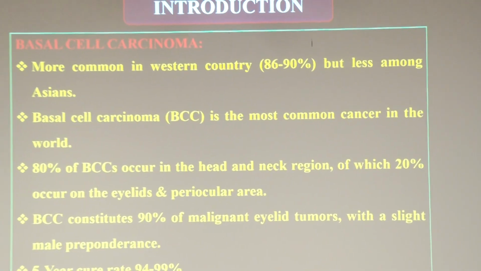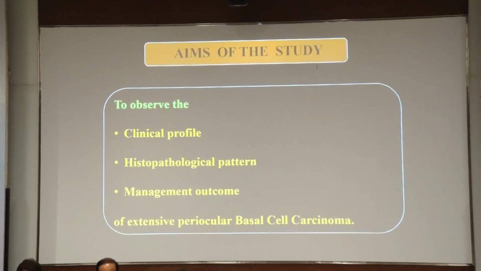Good morning, everyone. The topic of my presentation is extensive periocular basal cell carcinoma, review of 22 cases. As we all know, it is more common in Western countries, 86 to 90%, and it is less common in Asians. It is the most common cancer in the world, and 80% of BCCs occur in the head and neck region, of which 20% occur on the eyelids and periocular area. BCC constitutes 90% of malignant eyelid tumors with a slight male preponderance. 5-year cure rate is 94 to 99%.